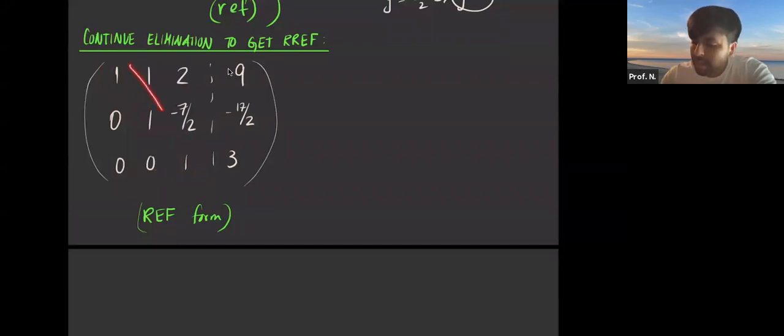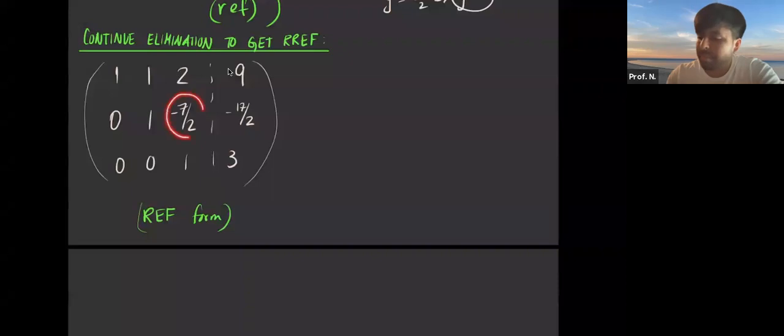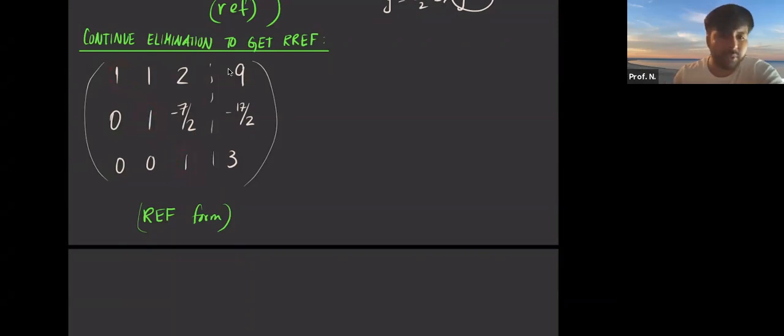Now I want to clear the entries above the ones, making them zeros. Once I accomplish that, this matrix is no longer just in REF form, it's in RREF form. So I have to do a few more things. First of all, I have to get rid of this entry above this one, because I want all the zeros above this one. And I don't have to worry about this. But the entries above this one and above this one, I have to make them zeros.